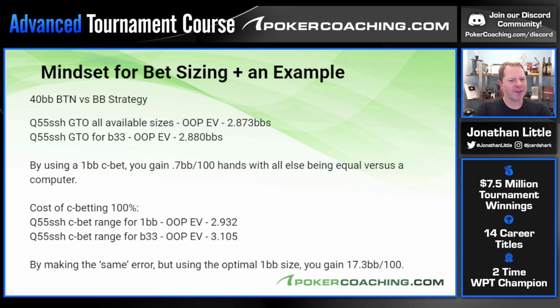Now let's consider, what if you make the mistake of continuation betting 100% of the time on the queen 5-5 board right here? If you continuation bet every hand in your range for 1 big blind, out of position's equity is 2.932 big blinds, which, again, is worse than if you played perfectly, but not terrible, right? However, if you bet a 1/3 pot every time, their EV is 3.105 big blinds in this scenario. So by making the same error of continuation betting 100% of the time, but using the optimal 1 big blind size when you do make that error, you gain 17.3 big blinds per 100, which is astronomical, just by using the minimum bet in this common spot.